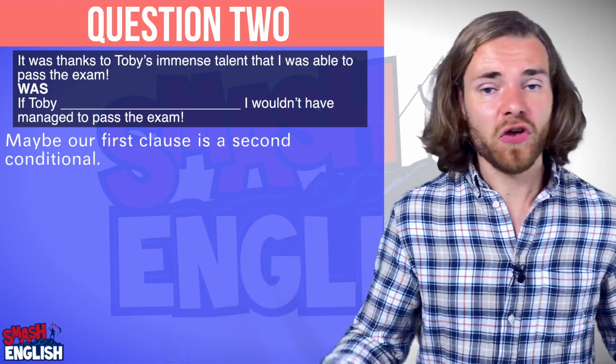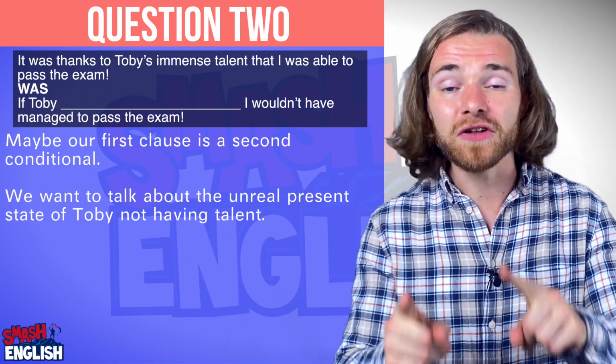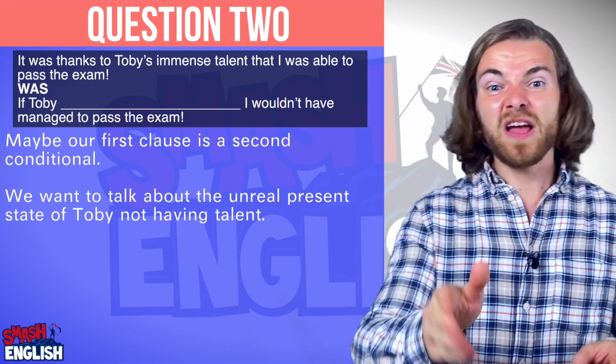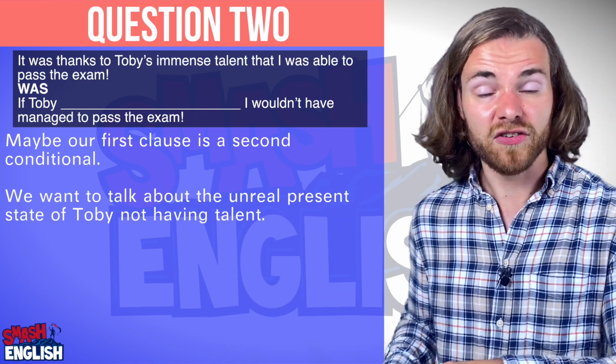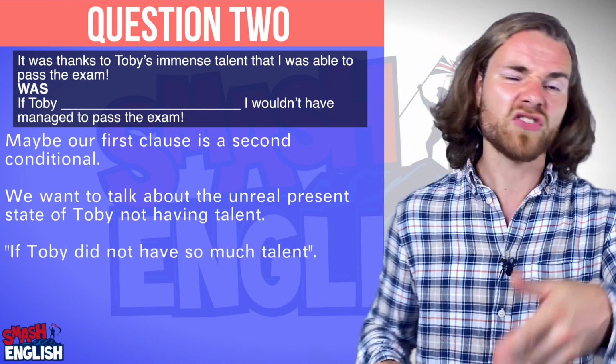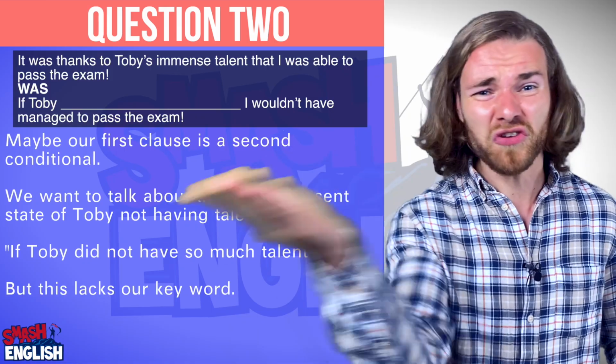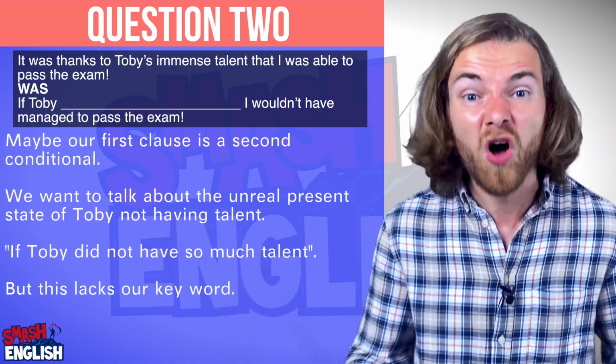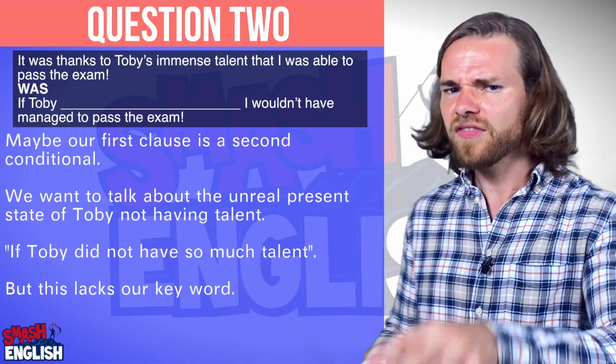So then, we know that Toby has lots of talent, right? That's obvious. So, we want to talk about the unreal present state, that Toby does not have so much talent. This gives us if Toby did not have so much talent, but we can't do that because our key word is was, and we cannot use was in this phrase.